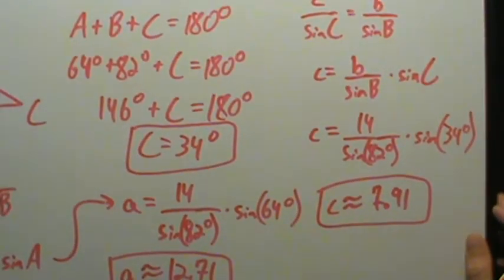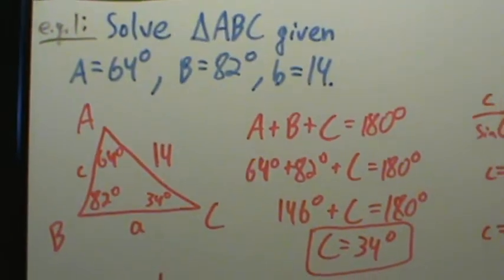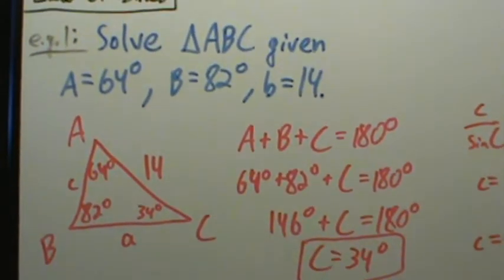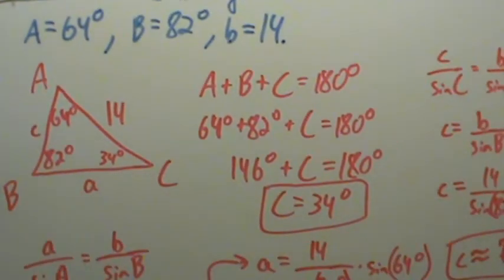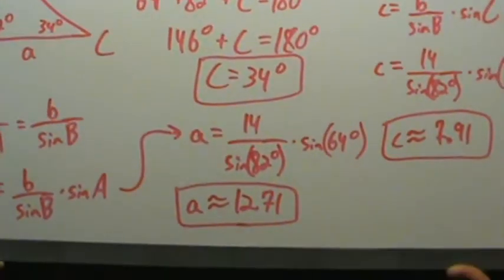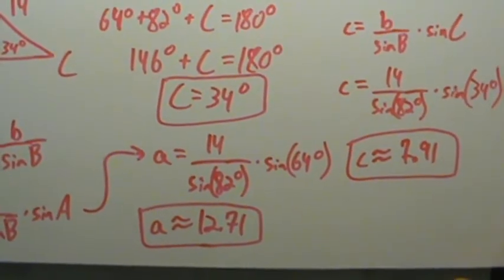That was a brief explanation of when we can use the law of sines and an example of using it for an AAS or SAA triangle: two angles and a side that's not in between them. Again, here are the answers, and that's it for example 1.